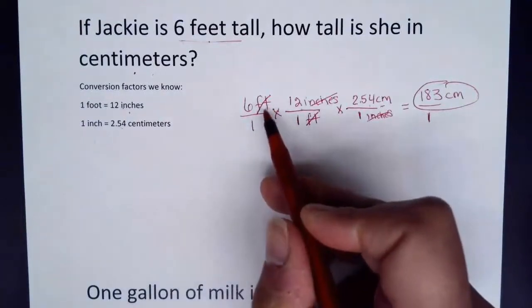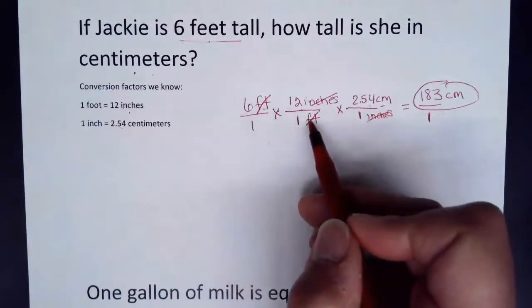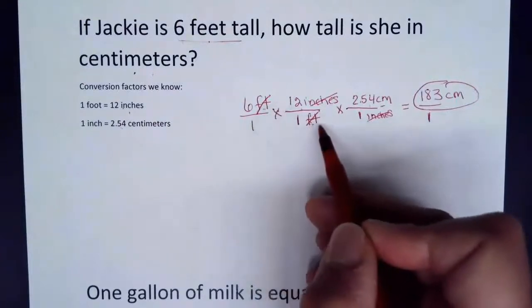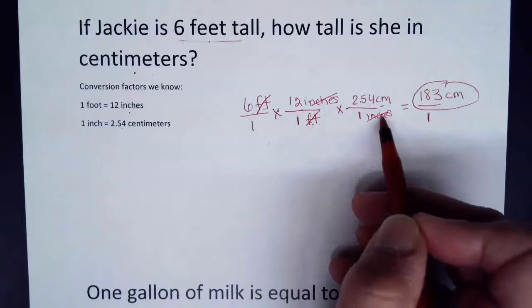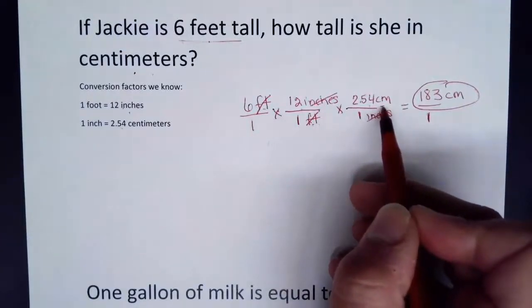So pretty slick, right? When you find a unit on top, in order to cancel that out, you need to make a conversion factor where that unit is then on the bottom. Feet to feet, inches to inches. And eventually, you're going to get down to one unit that hasn't been canceled out, and that's the unit that hopefully is the unit we want, the unit we're looking for.